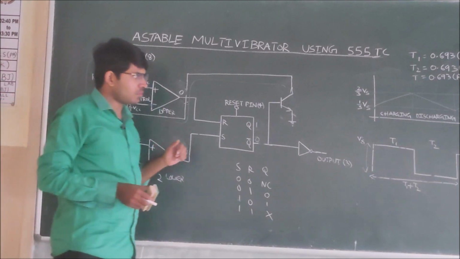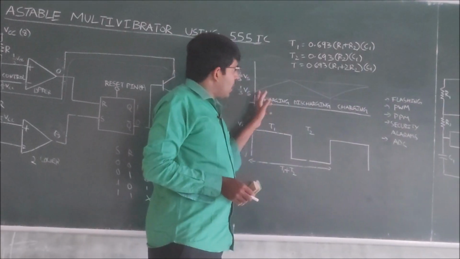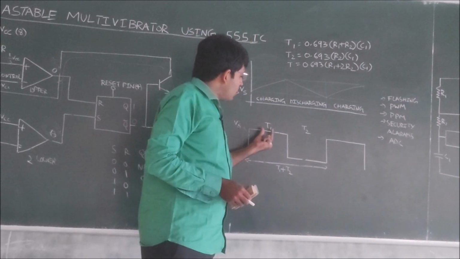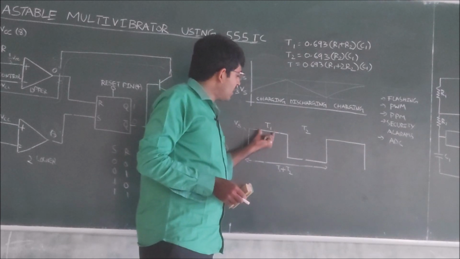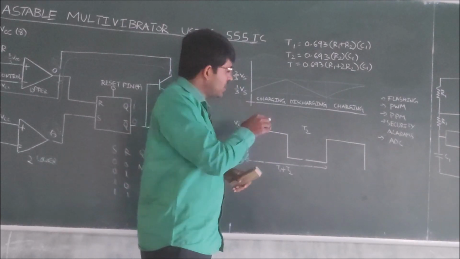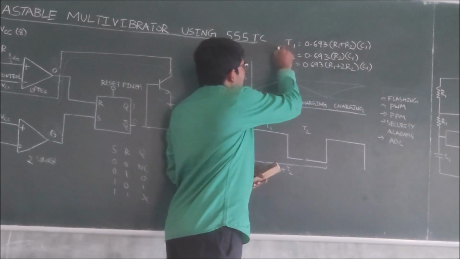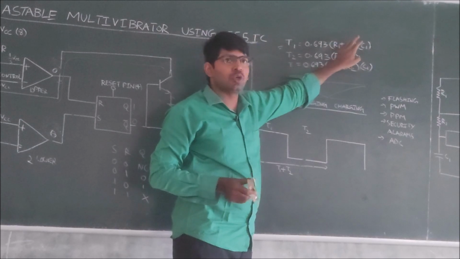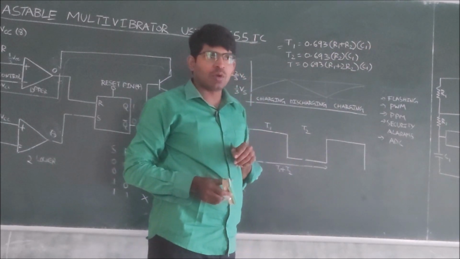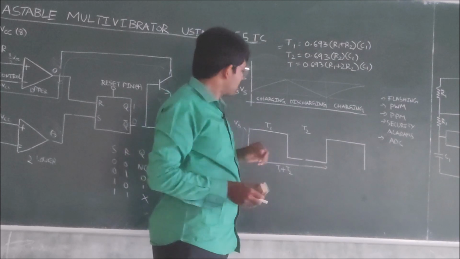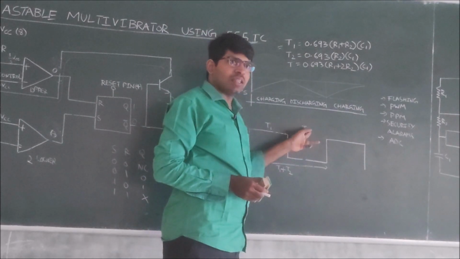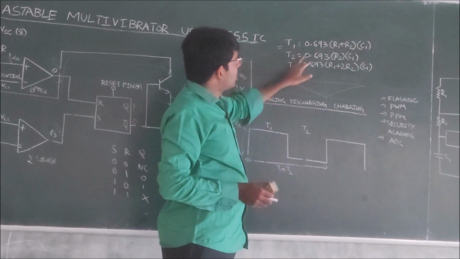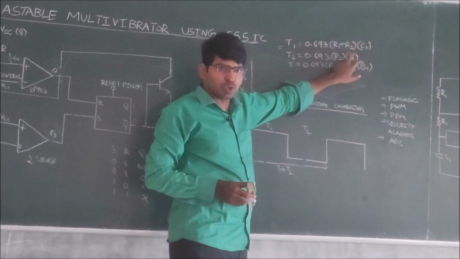Okay, now you see here, when the capacitor is charging, the output is high. How much time will it be in this state? Then T1 is equal to 0.693 into (R1 plus R2) into C1. And T2 is the off state. How much time does it remain in this off state? 0.693 into R2 into C1.